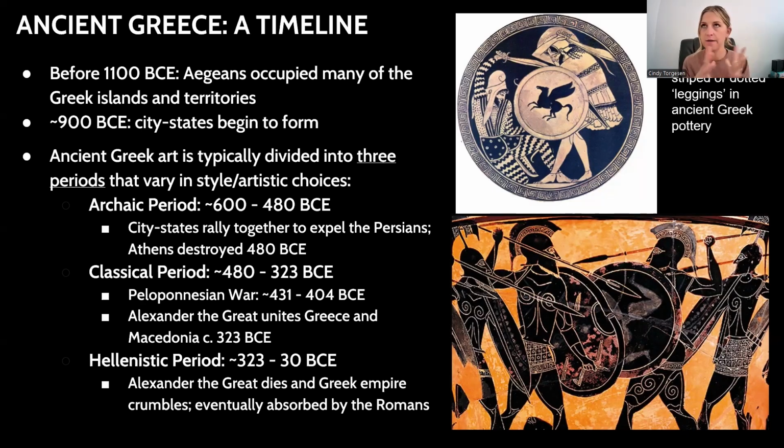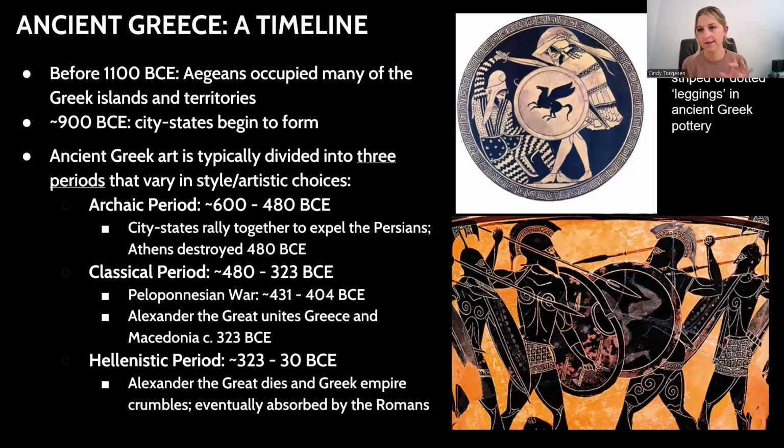So this is sort of like, if we're thinking about ancient Egypt, that pre-dynastic period, right? Before we really have this flourishing civilization. Around 900 BCE is when city-states begin to form and take major power. And then once we get into 600 BCE, this is when we begin the Archaic period. Then we have the Classical period and the Hellenistic period.